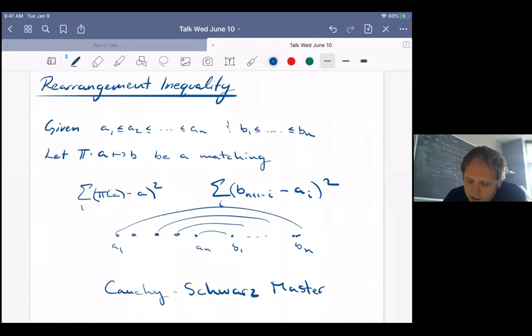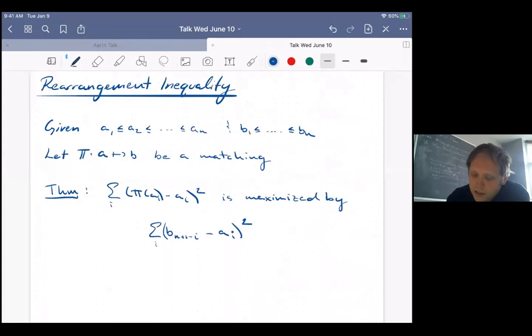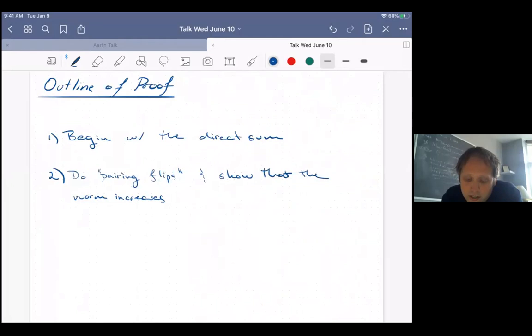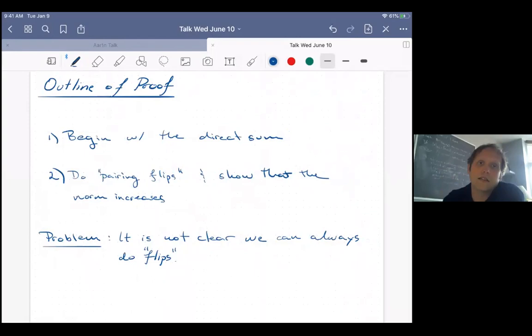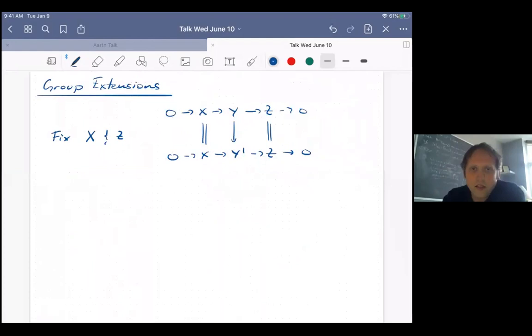Once you have this, it ends up being the critical bit that lets you prove the general lower bound. Okay, so this is what I just said. The outline of the proof now is that we're going to take the direct sum, and then do all of these flips like we saw before, where we had these pairing switches, and show that each time the norm increases. That's going to give us our lower bound. The problem is that it's not clear that we can always construct these things via pairing flips, okay? So the last thing we need, and I'm running out of time here, is that we're not really going to do it combinatorially, we're going to do it algebraically.